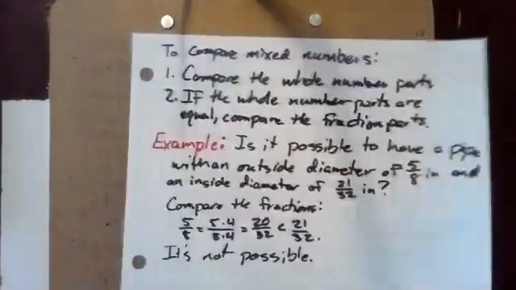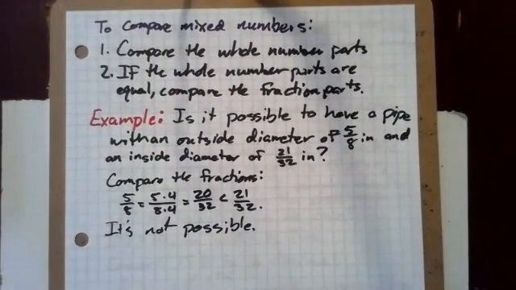To compare mixed numbers, we compare the whole parts. And if the whole number parts are equal, we compare the fraction parts. So we've got an example here. Is it possible to have a pipe with an outside diameter of 5/8 of an inch and an inside diameter of 21/32 of an inch?